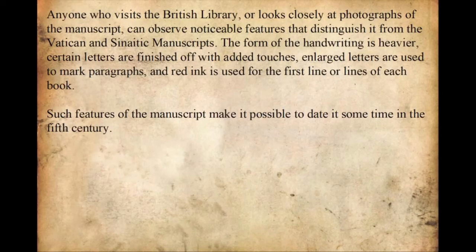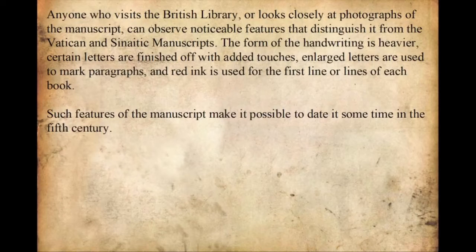Anyone who visits the British Library or looks closely at photographs of the manuscript can observe noticeable features that distinguish it from the Vatican and Sinaitic manuscripts. The form of the handwriting is heavier. Certain letters are finished off with added touches. Enlarged letters are used to mark paragraphs. And red ink is used for the first line or lines of each book. Talked about that last week, or maybe the week before. Such features of the manuscript make it possible to date it sometime in the 5th century.